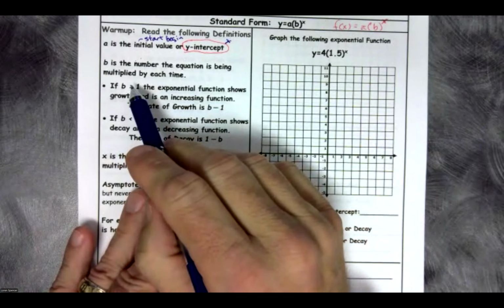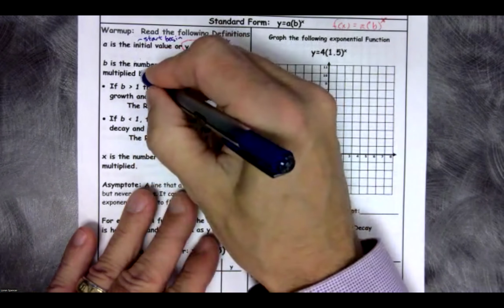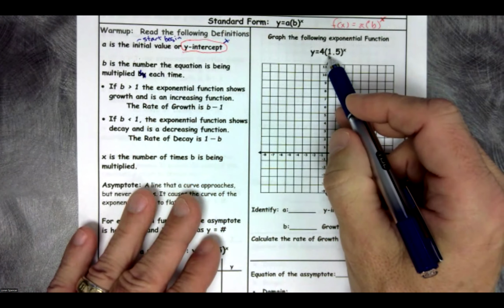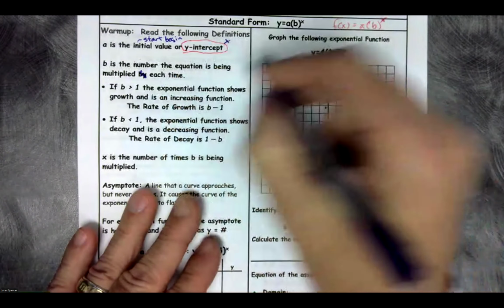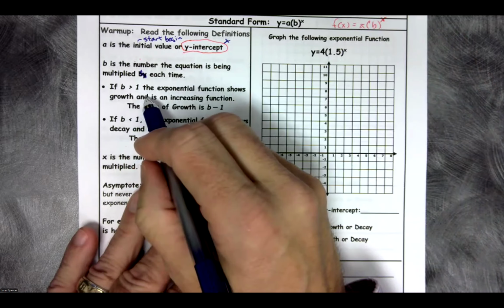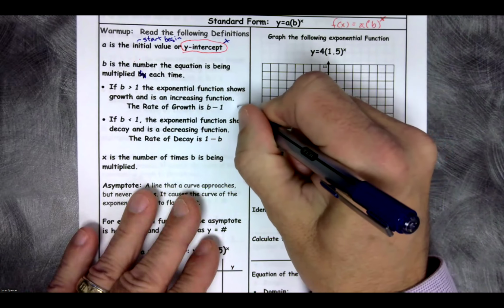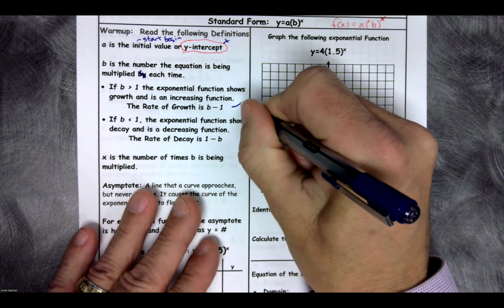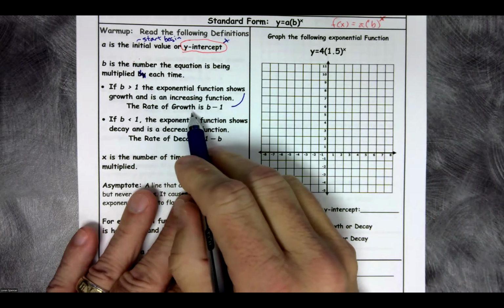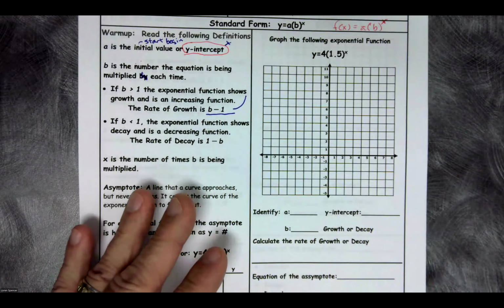B is the number in the equation being multiplied each time. So we're multiplying 1.5 by itself, and it's actually being multiplied by itself each time. If b is greater than 1, the exponential function shows growth. And if it shows growth, that means it's going to look like that. The rate of growth is b minus 1. This is going to be super, super important to us.